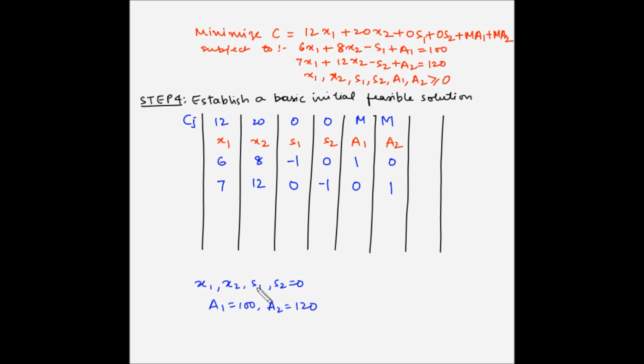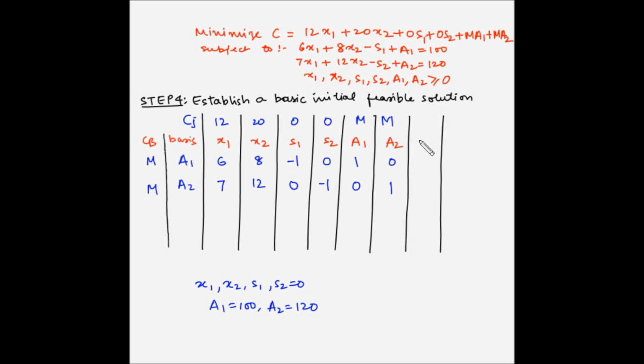So now we have to add two more columns on the left hand side of the simplex table. This column is known as the basis column, and this column is the CB column. The basis column represents the basic variables, which is a1 and a2 in our case. So a1, a2, and the CB column represents the coefficients of these basic variables in the objective function. So m, m.